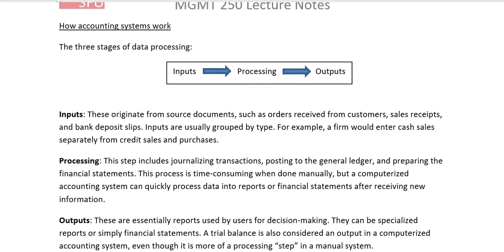Let's go into how accounting systems work. We have three stages of data processing. We have inputs. This will be any data. For example, if you think about the grocery store and the scanning of items which you will buy, that's input. That's information going into the computer system.